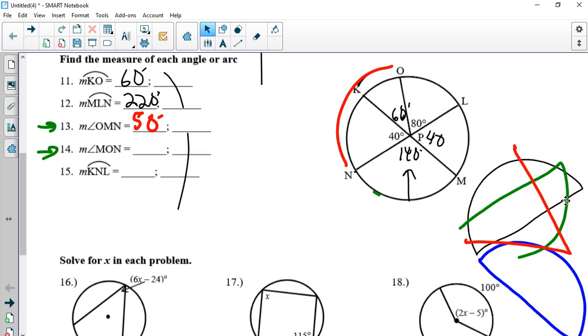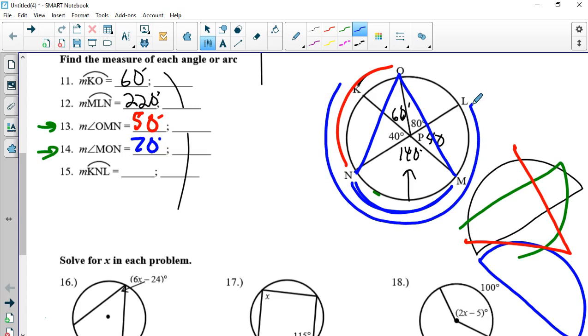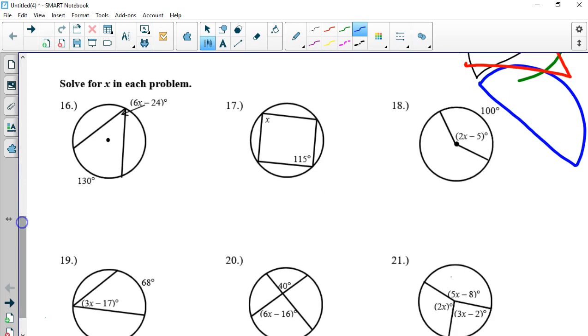Okay, M-O-N. So again, we're going to start at M, draw a line to O, and come down to N. Which arc is that? That's this arc. But being an inscribed angle, we take 140 divided by 2, and that's 70. And now we're back to arcs again, K and L. Start at K, go around N to L. So that's 40 plus 40, which is 80, plus 140, which is 220. All right.